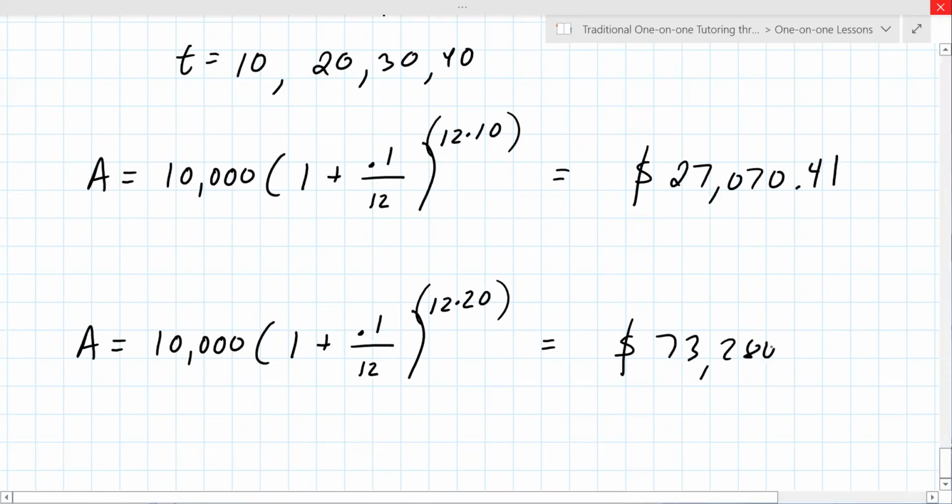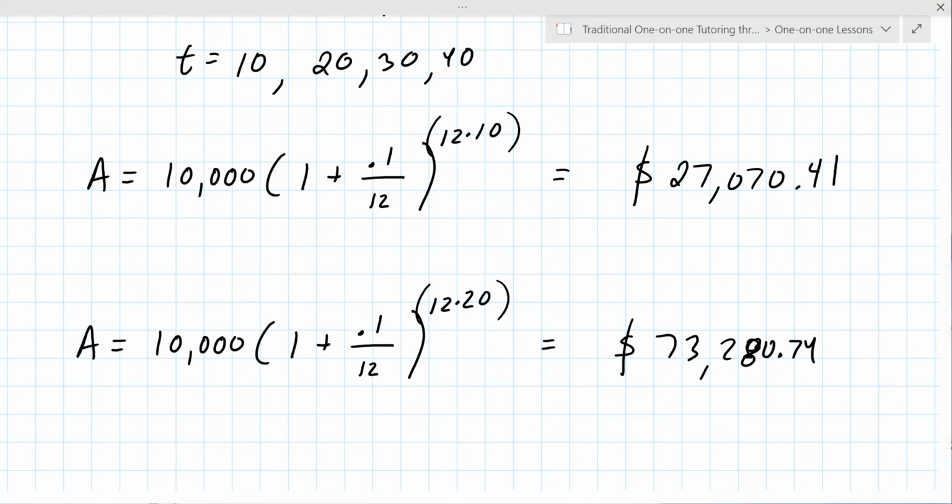I got 73,280 and 74 cents. Good. Now, what could that buy you today? What would $73,000 buy you today? I could, probably like an apartment, okay? Maybe not in a nice metro area, maybe.